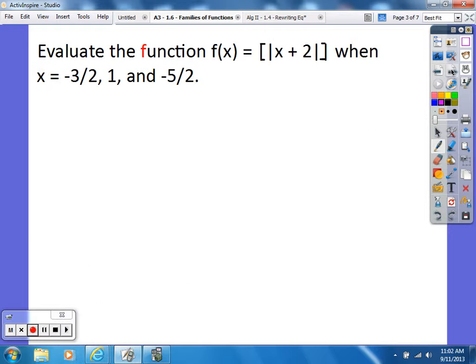All right, let's do a new function that you've never seen. Let's do this one. I'm actually going to write it slightly different than was there. So you see two of those bracket symbols, x plus 2, and we're going to evaluate it when f of x is equal to -3/2, 1, and -5/2. So f of -3/2 is equal to... Now, I'm going to show you what we're doing here. So right now you're copying down the problem. And then what we're going to do is talk about what that even is.